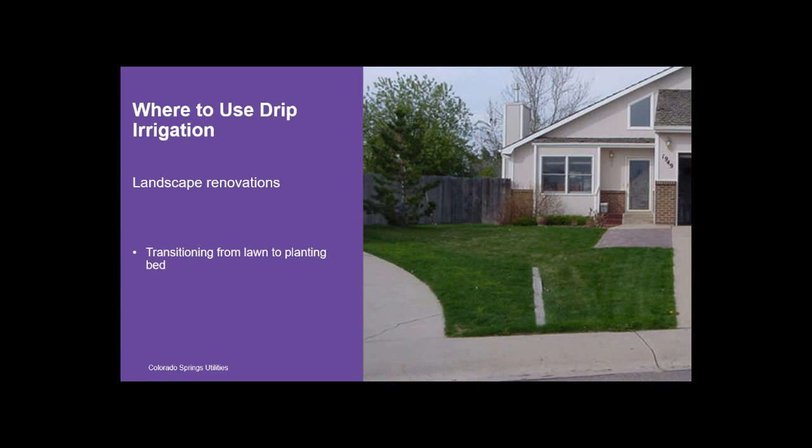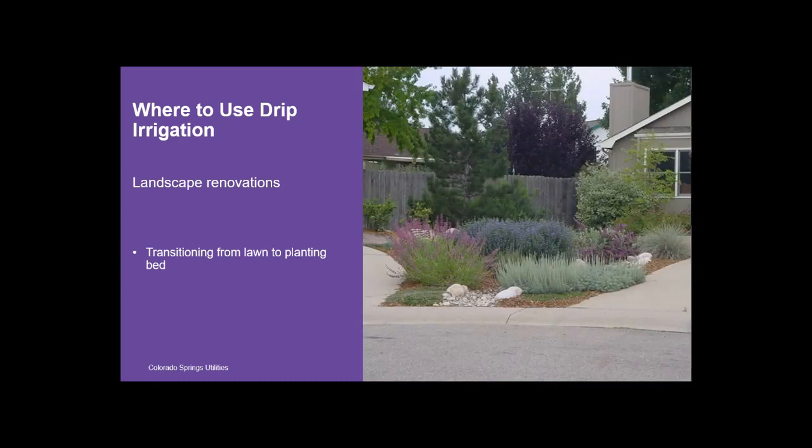So they've decided to transition this space between the houses to a planting bed. And that's an excellent opportunity to put some xeric plants and some low water plants in and transition that turf or grass overhead irrigation zone to a drip irrigation zone.